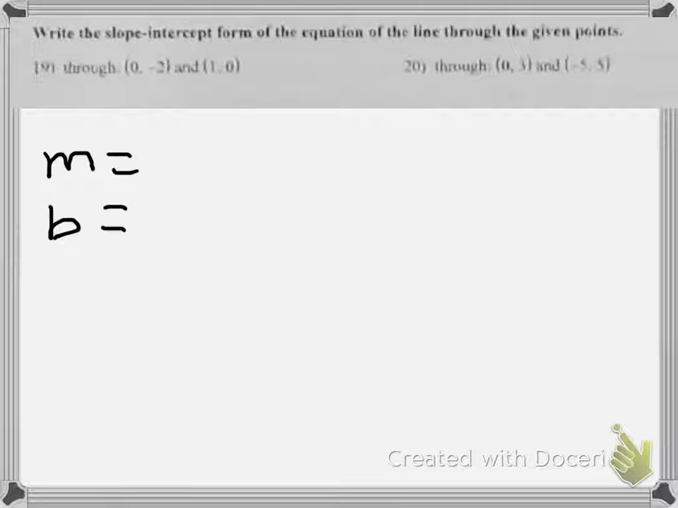If you guys remember last week, we were able to find slope a few different ways. If it was graphed, we used rise over run. If we were given 2 points, we used the slope formula, which was y1 minus y2, all divided by x1 minus x2. So let's use our slope formula to find our slope.